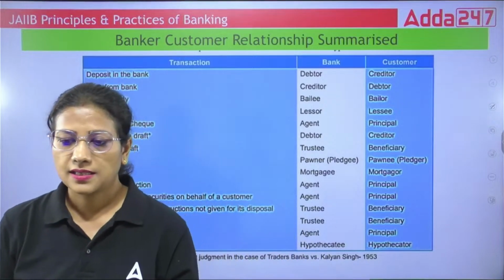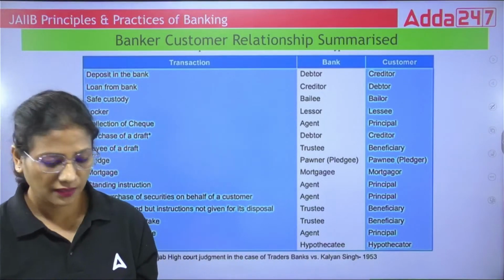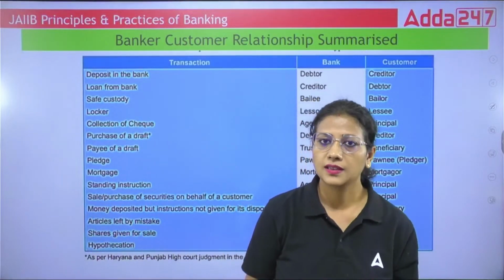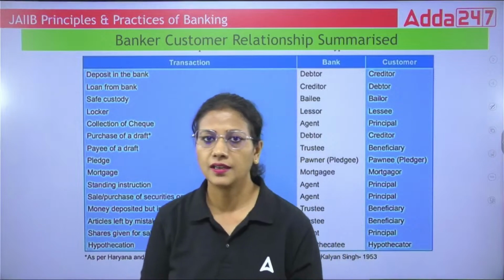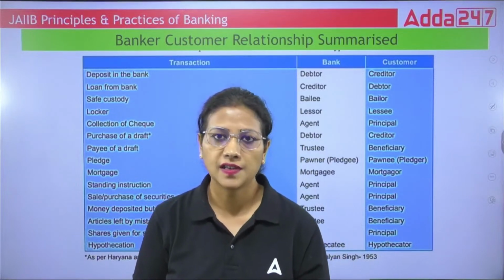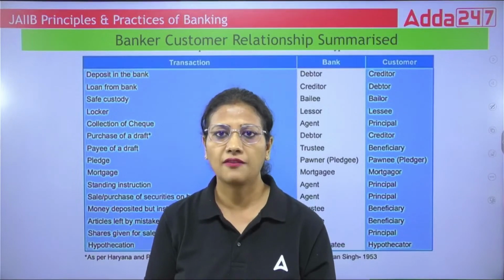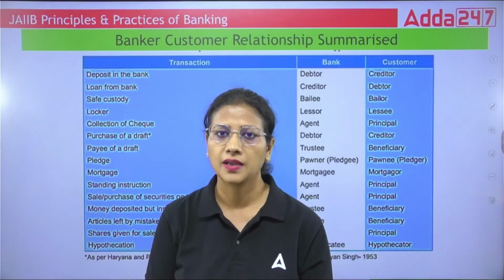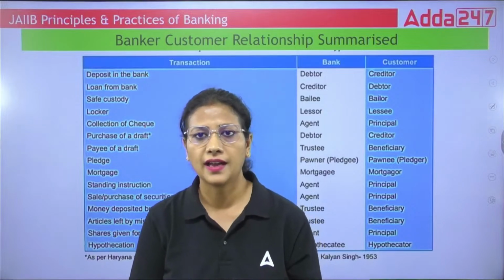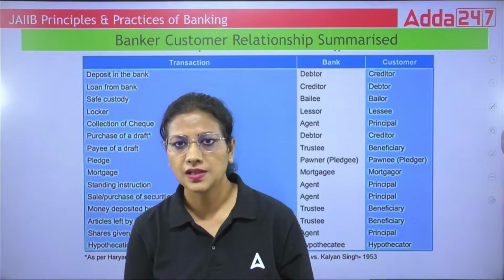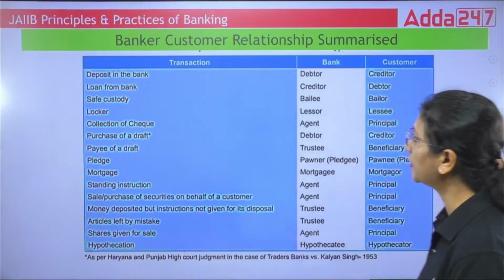So let's revise again. One is debtor-creditor relationship, which is in deposits and loans. Then we had agent and principal. We have trustee relationship. We have lessor and lessee relationship. We have bailer and bailee relationship. And then we have indemnifier and indemnified relationship. Not a very difficult chapter, comparatively an easy chapter.